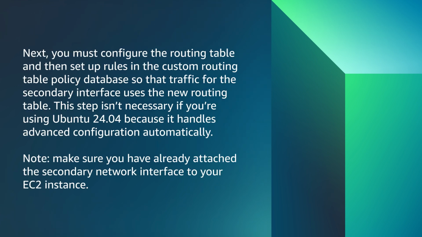Next, you must configure the routing table and set up the rules in the custom routing table policy database so that traffic for the secondary interface uses the new routing table. This step isn't necessary if you're using Ubuntu 24.04 because it handles advanced configuration automatically. Please note, make sure you have already attached the secondary network interface to your EC2 instance.